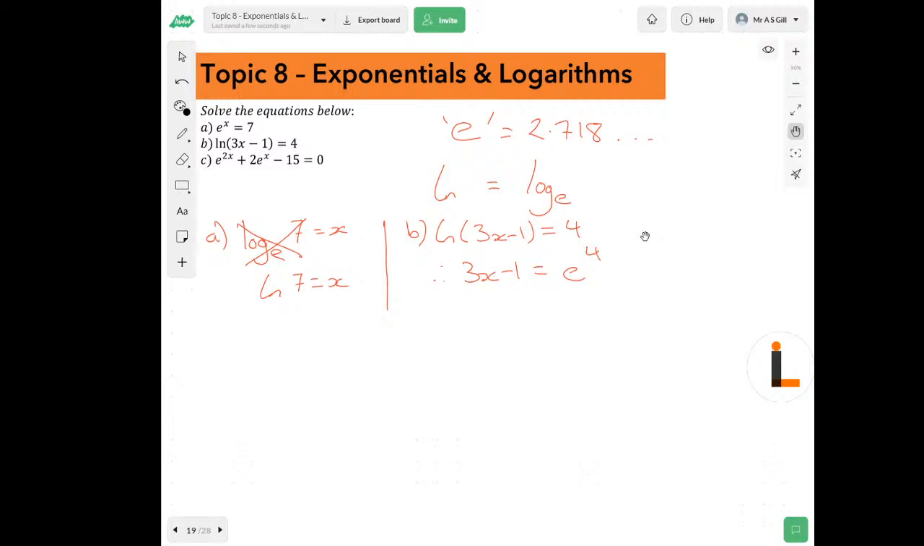Lastly, part C, very, very similar. In fact, identical to the questions we looked at earlier where we had 3 to the 2x and 5 to the 2x. We use a substitution there. So I'll give you a second just to go through, finish off question B and answer question C, and then I will write up the answers to those.